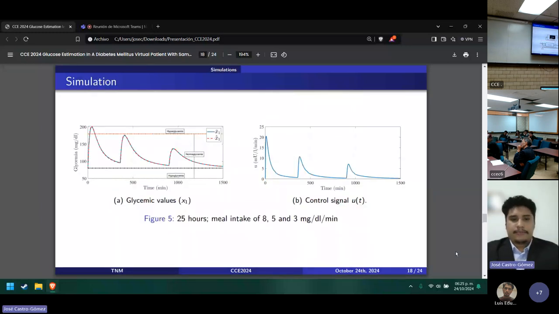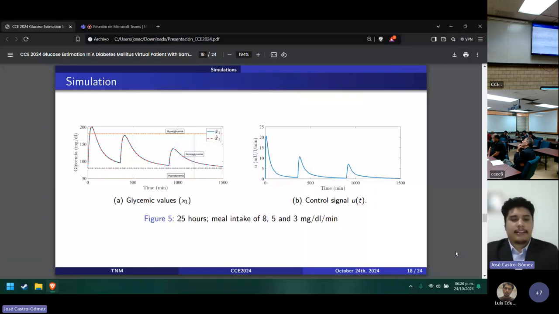So for the simulation, the initial values were the basal values. At the beginning, when the first meal is taken, there is a spike that goes from normal glycemia to hyperglycemia. But the hyperglycemia isn't too long, and the control can negate it rapidly.